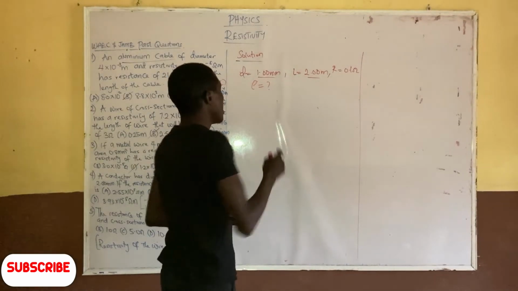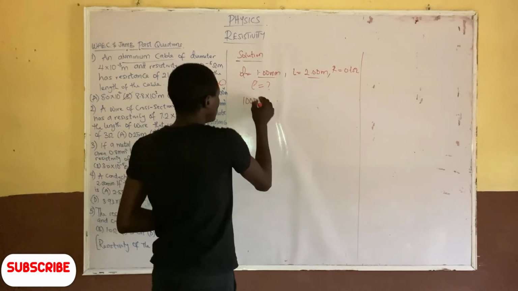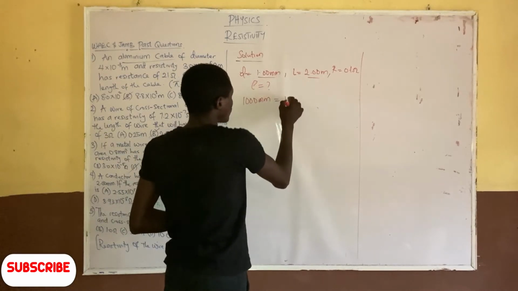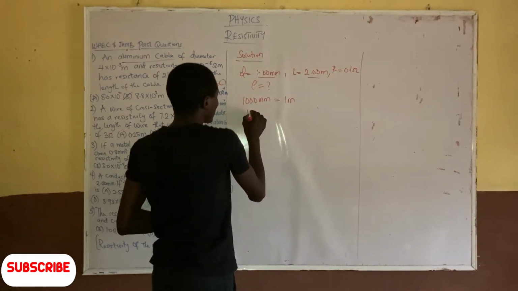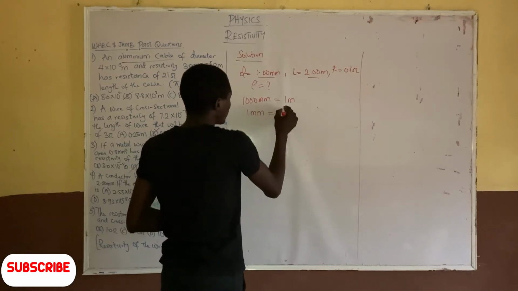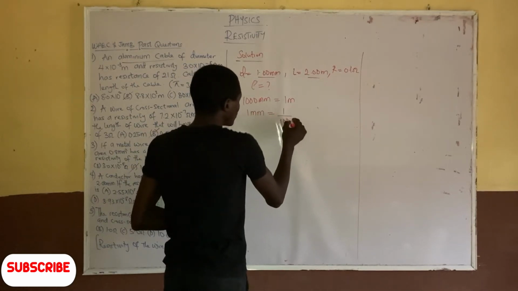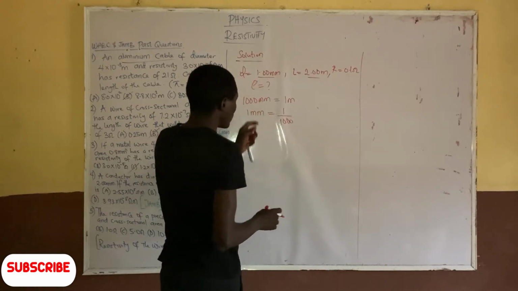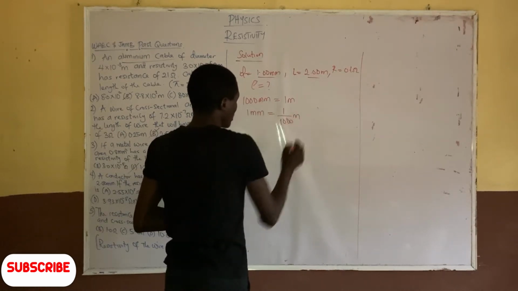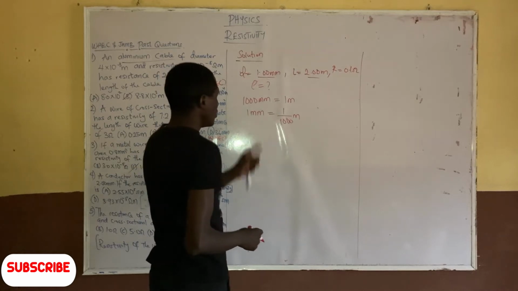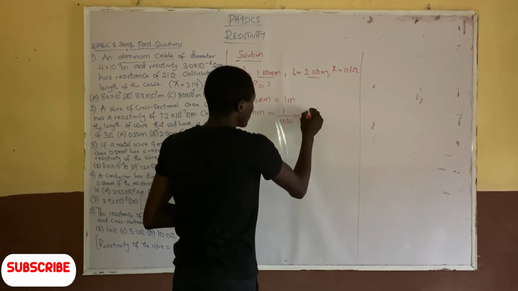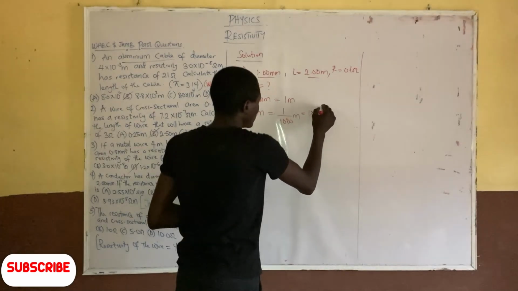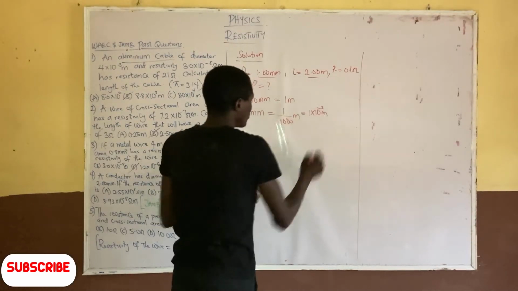But we know that 1000 millimeter is equivalent to 1 meter. So we divide by 1000. So 1 millimeter is equivalent to 1 over 1000 meter. By simply cross multiplying, we have 1 millimeter equal to 1 over 1000 meter, which is the same as 1 times 10 to the power minus 3 meter.